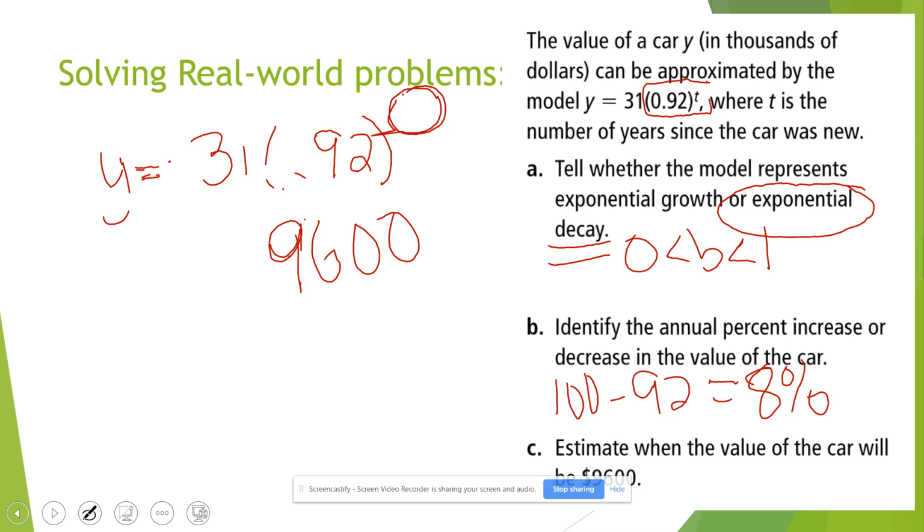And so when I do this math, I get to be about 14 years.